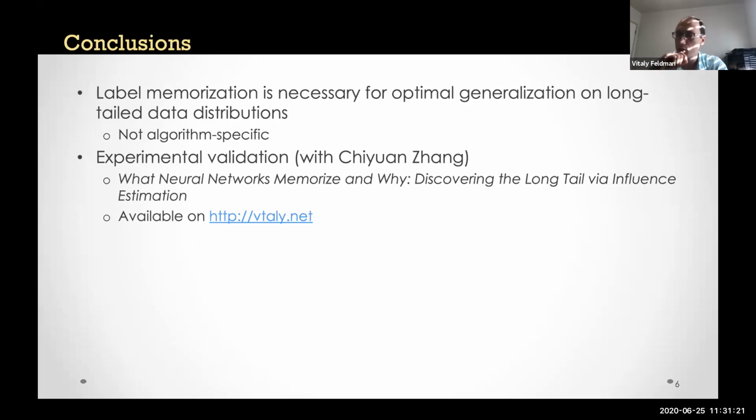Another thing that I would like to mention is a very recent paper, in which we empirically validate the ideas in the theory that I have just described on several image classification data sets. Specifically, we find which training examples are memorized and how memorization affects the accuracy on the long tail of the data distribution. And you can find the paper on my website.